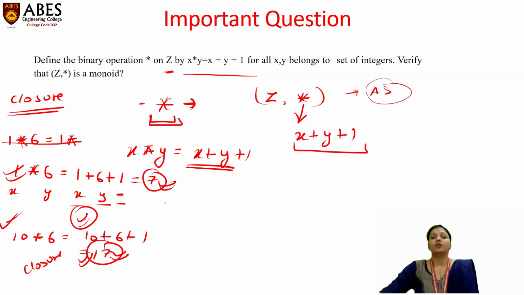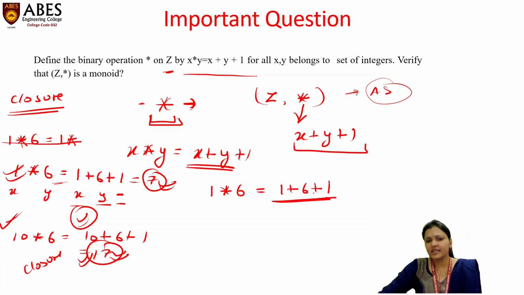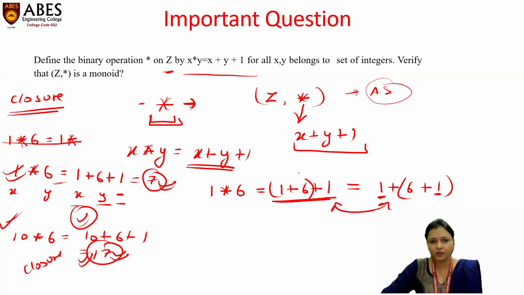Now we will check for semigroup. If we consider this example only, if we change the association, if we operate 1 and 6 first and then 1, we will get the same result as if we operate 6 and 1 first and then the other one. So here associativity also holds. We will get 6 plus 1 plus 1, 8, and 6 plus 1 plus 1, 8. So here associativity holds. So this is also a semigroup.